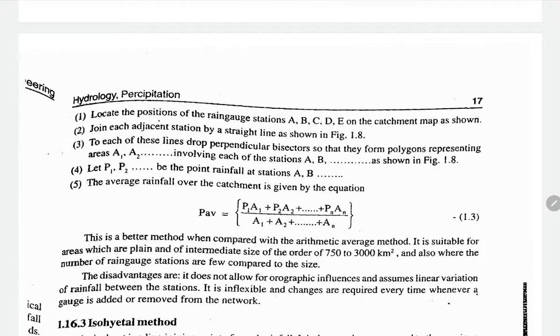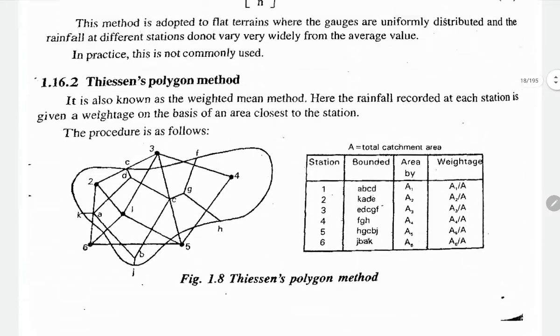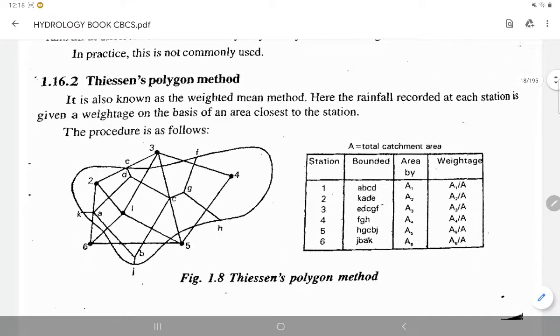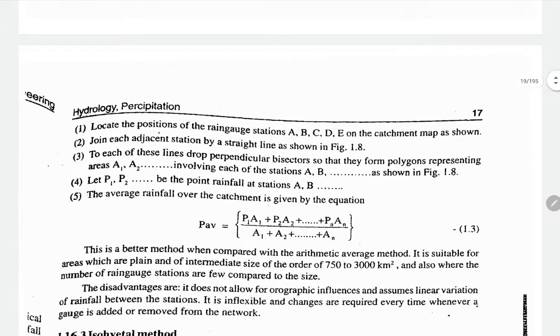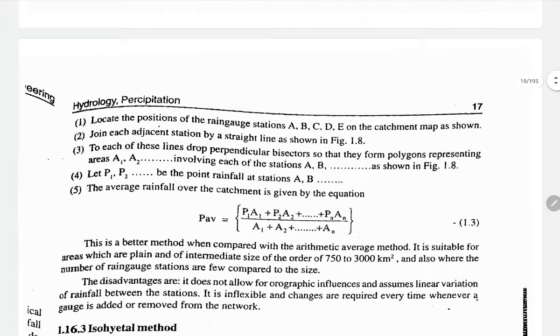It is inflexible, and changes are required every time a rain gauge is added or removed from the network. Whenever you add or remove a station, you need to draw these polygons again, so that the area covered by the rain gauges will be affected when you add or remove any of the rain gauges.